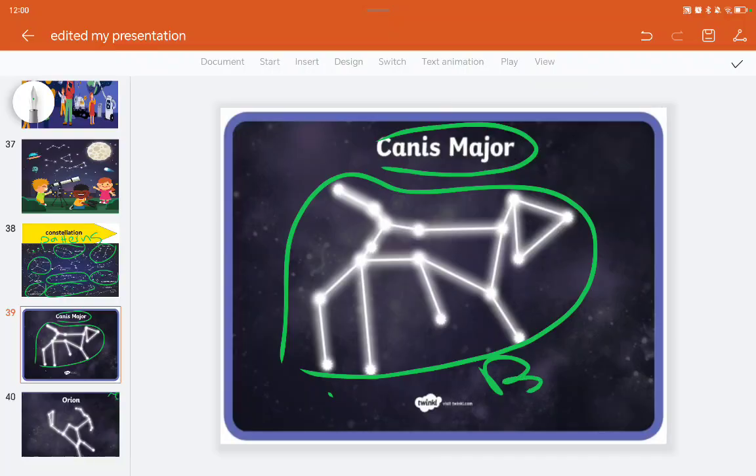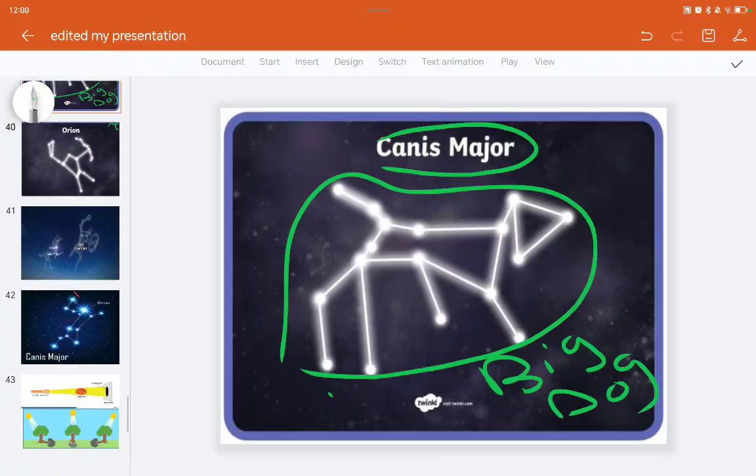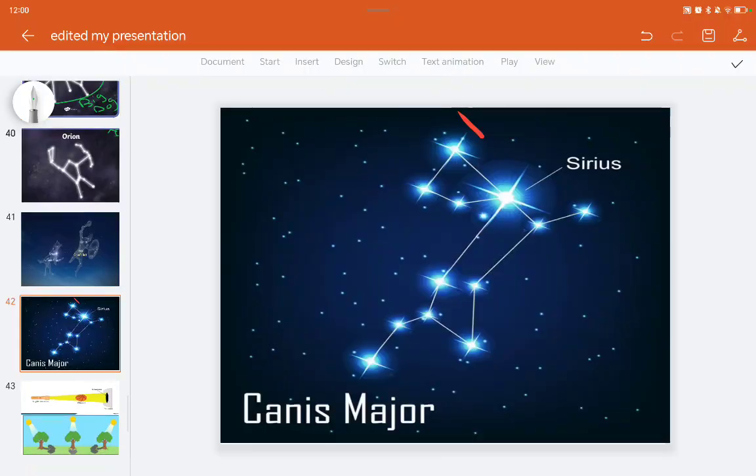It looks like a big dog. So Canis Major looks like a big dog. Okay? Canis Major is very important. Why is Canis Major very important? As it has the brightest star. Canis Major has what? The brightest star.